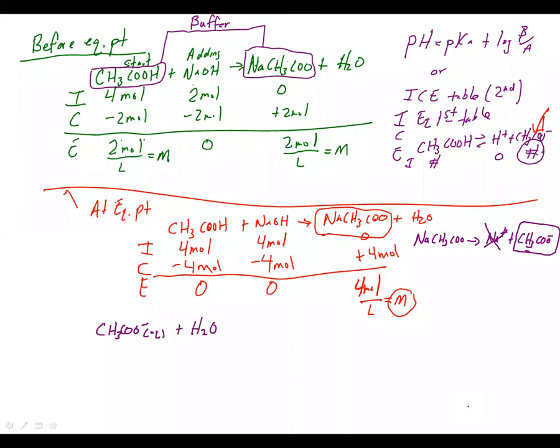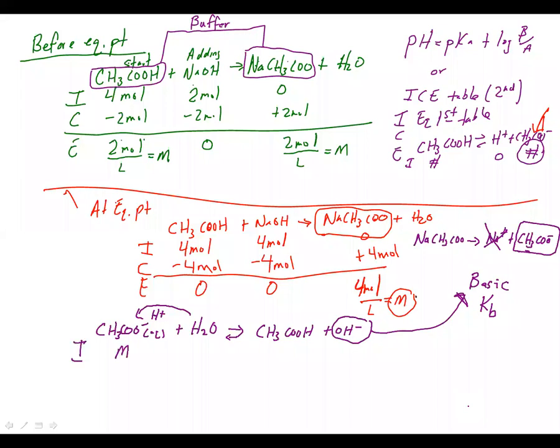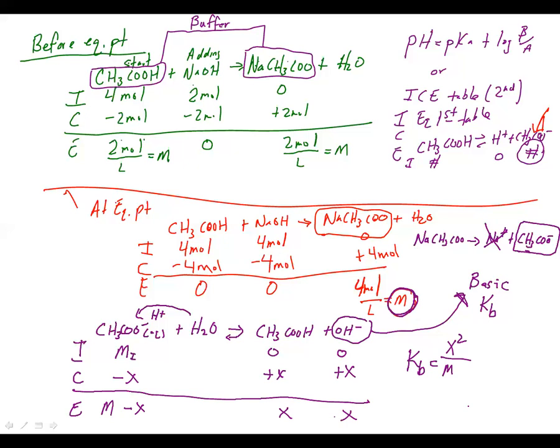Since the acetate came from a weak acid, that tells us 2 things. The solution should be basic because we are producing hydroxide. So this needs to be done as x, plus x, with Kb, which will give you x squared over the concentration at this point.